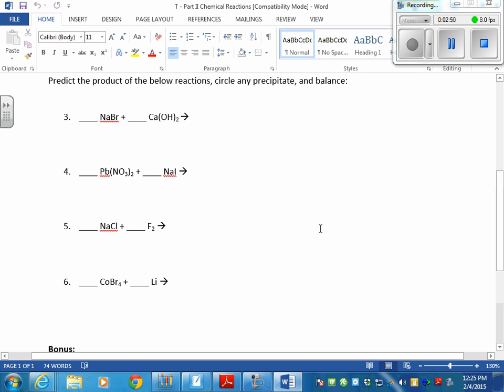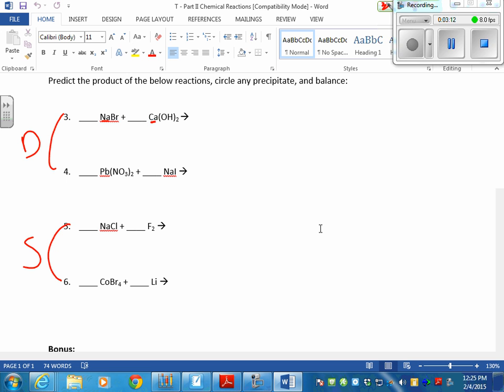Predict the product. Now, I have 2 double replacement and 2 single replacement. These are my singles, and these are my doubles. For double replacement reactions, the first thing you do is find your polyatomic ions and put them in parentheses. In this case, they both are. I'm looking at 3 and 4. Let's do 3 first. Then I take the first part, the Na and the Ca, and I rewrite them. So here's Na plus Ca. Then I drop all the subscripts and I switch their partners.